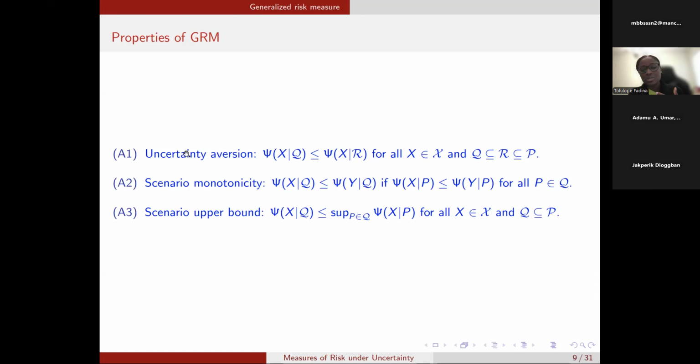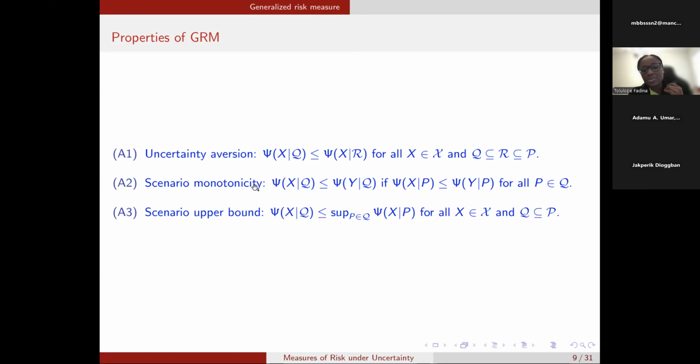The first property is uncertainty aversion. Then we have scenario monotonicity and the scenario upper bound. Uncertainty aversion basically tells us that the riskiness of a portfolio increases as model uncertainty increases. We can see that this Q here is a subset of this R, which is then a subset of this P. If I'm assessing the risk on X given Q, this should be less risky than assessing the risk on X given R, because Q is a subset of R. So the riskiness increases as model uncertainty increases.